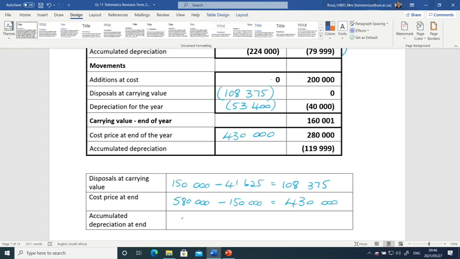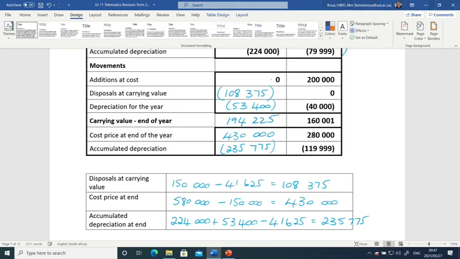Accumulated depreciation at the end, it was 224. Then we wrote off another 53,400, but we must remember to subtract the accumulated depreciation on that vehicle that we sold. So the total accumulated depreciation at the end of the year, 235,775, to be subtracted in order to give you the carrying value at the end.